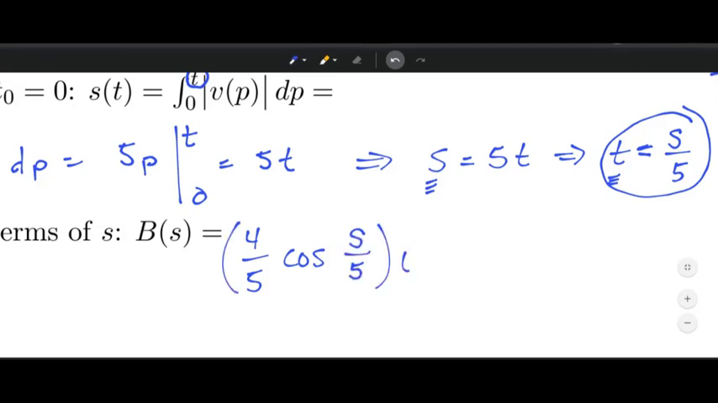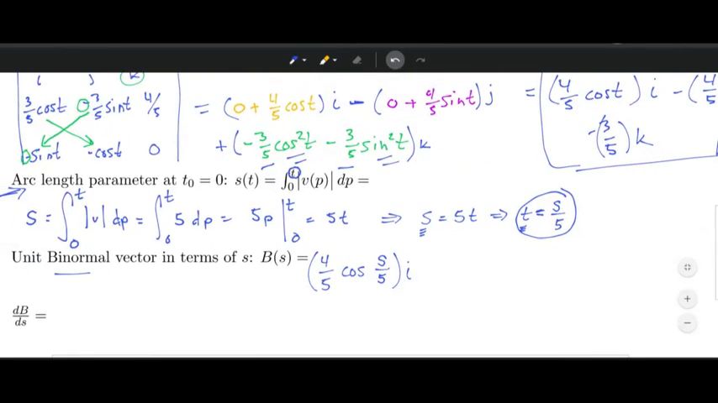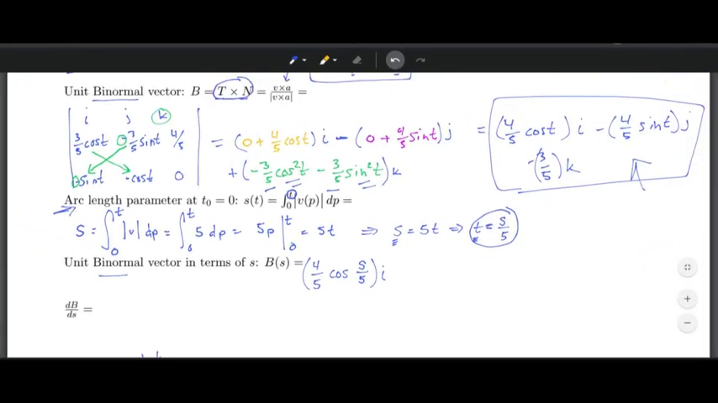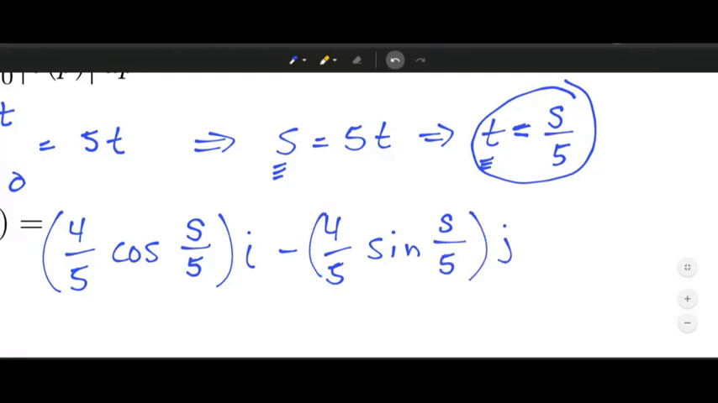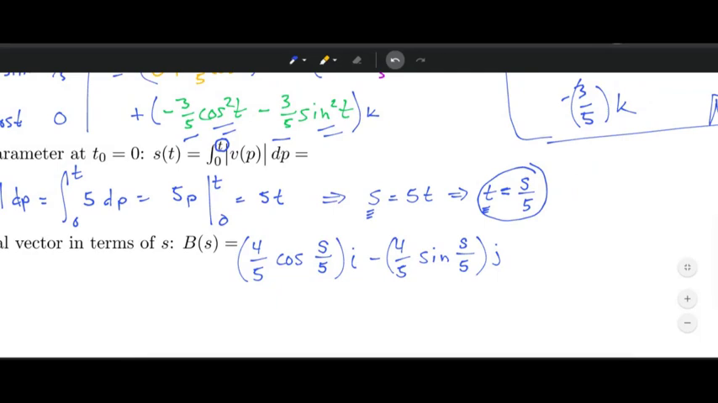And that's the I component for B. And then next, looking right over here, was negative 4/5 sine t for J. So that's going to be negative 4/5 sine, which was t, is now s over 5. And that's the J component. And then last over here was the K component. It didn't have a t in it at all, so we can just write minus 3/5 K. So this is still our binormal vector. It's just written differently, where our input is s instead of t.